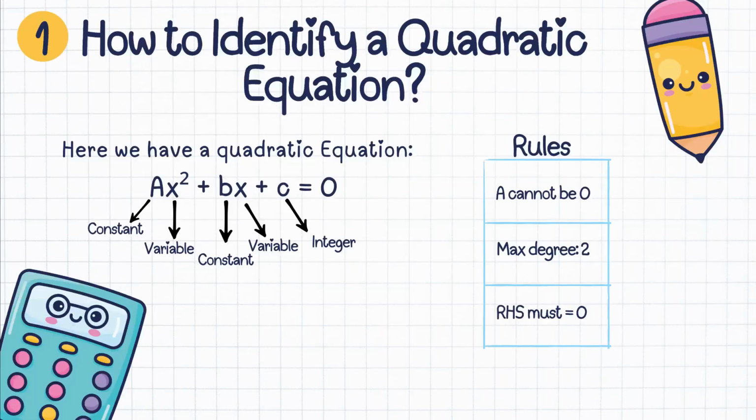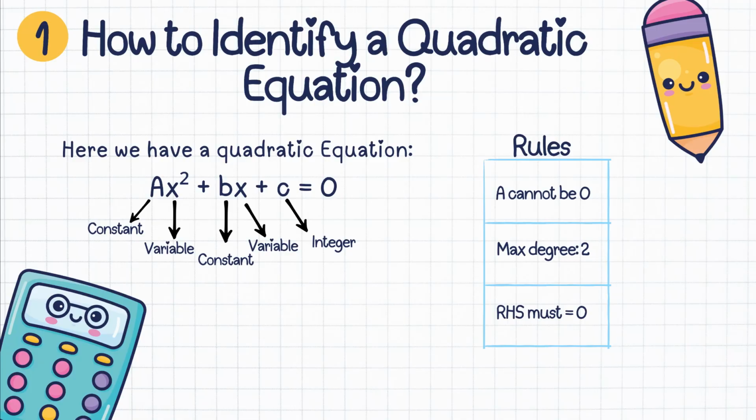So, how to identify a quadratic equation. Here we have the standard form of any quadratic equation, ax squared plus bx plus c equals 0. Every quadratic equation to ever exist has to be in the form ax squared plus bx plus c equals 0 to be considered one. So a here is a constant, x here is a variable, b is a constant, x is a variable, c is an integer.